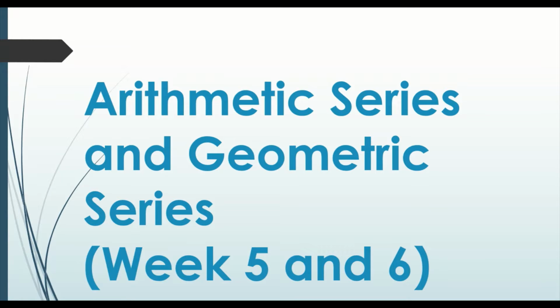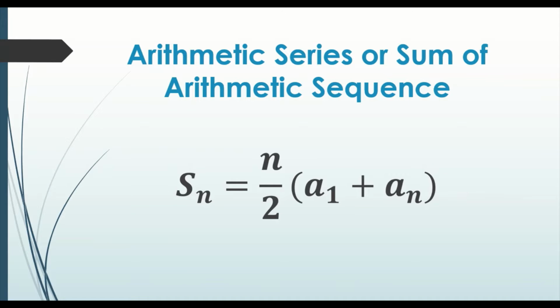Today we're going to discuss arithmetic series and geometric series for weeks 5 and 6. Arithmetic series, or the sum of an arithmetic sequence. Our formula is S sub n is equal to n over 2 multiplied by a sub 1 plus a sub n. N is the number of terms, a sub 1 is the first term, and a sub n is the last term.